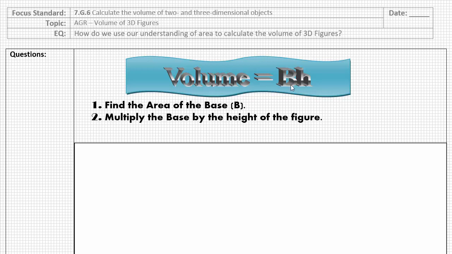So this is finding the area of the base, and then you multiply that value by the height of the figure, right? It's the area of the base times the height. The height gives it that third dimension. So let's take a look at our first example today.